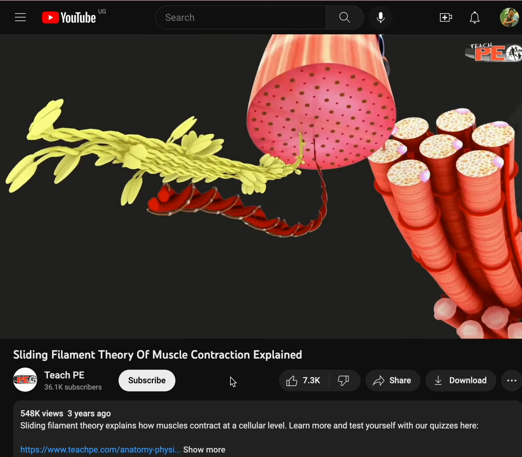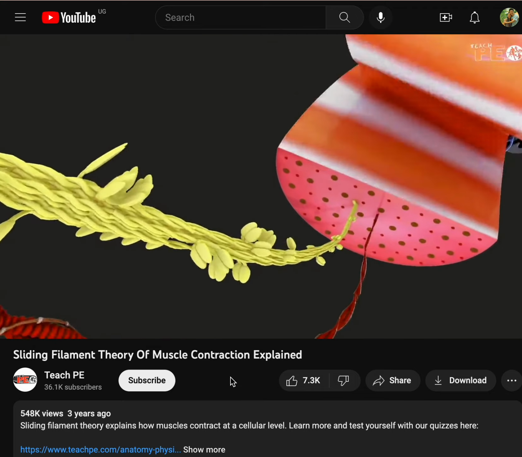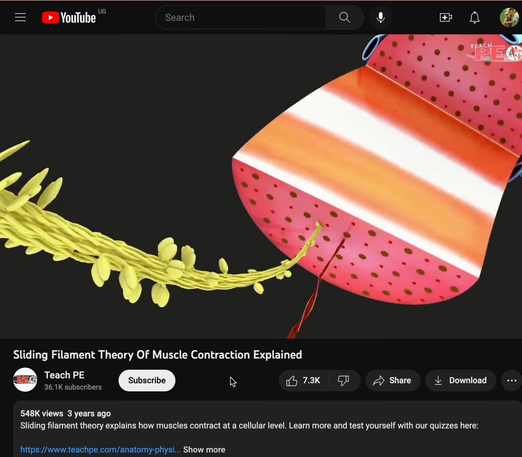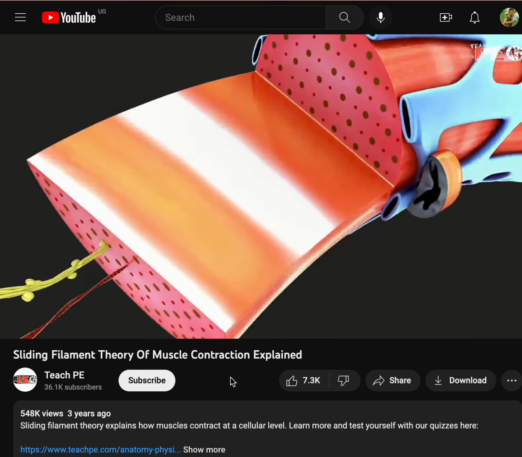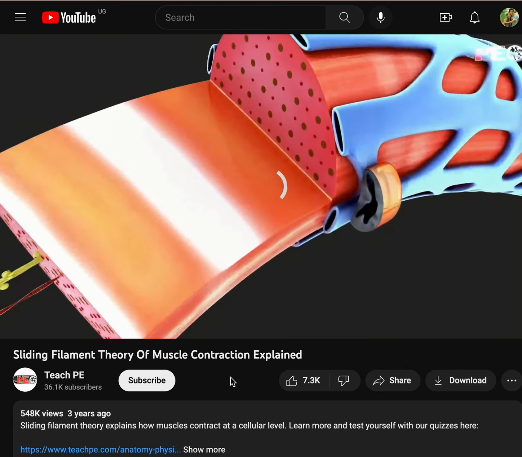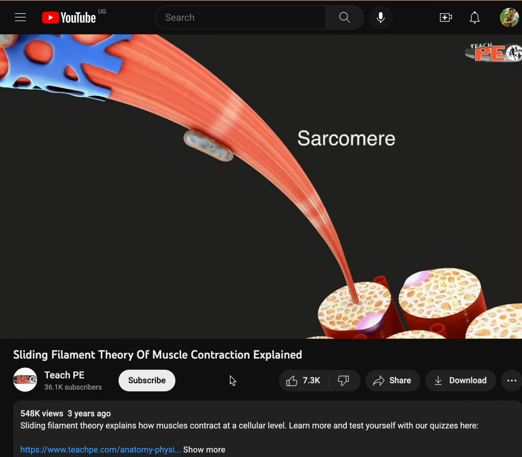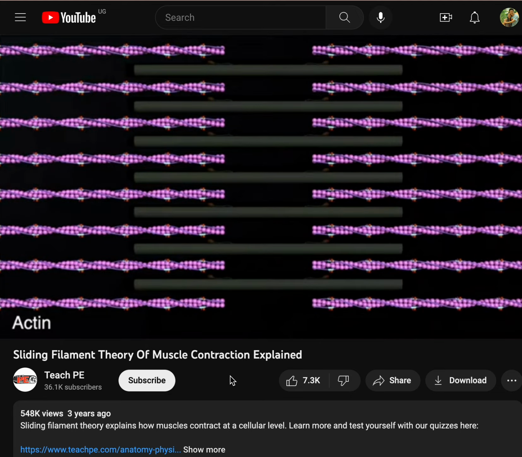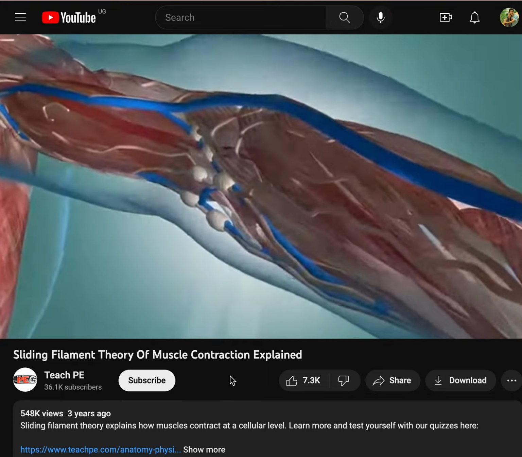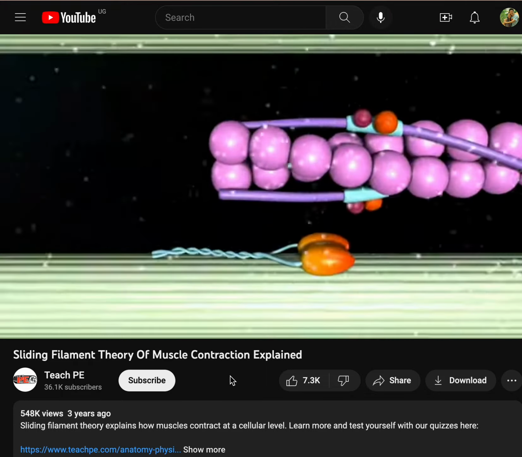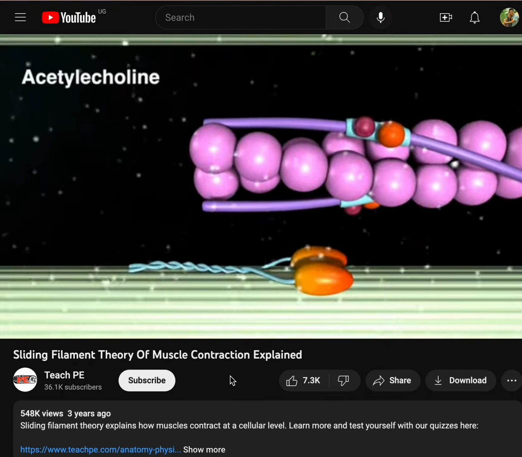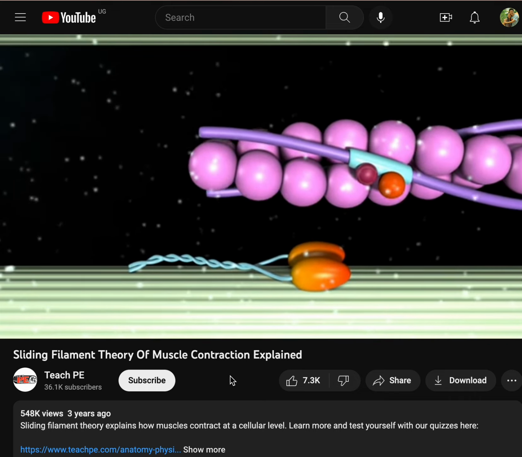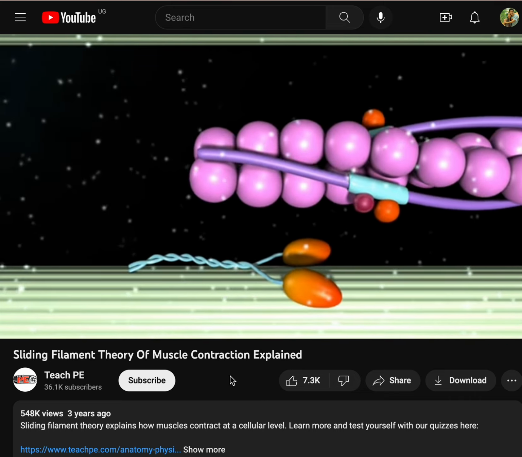Surrounding the myofibril, there is a network of tubules and channels called the sarcoplasmic reticulum, where calcium is stored. Each myofibril can be broken down into functional repeating segments called sarcomeres. If we look at a two-dimensional model of a sarcomere, it consists of actin and myosin. When a nerve impulse arrives at the muscle, it causes a release of a chemical called acetylcholine. The presence of acetylcholine causes depolarization, enabling calcium to be released from the sarcoplasmic reticulum.